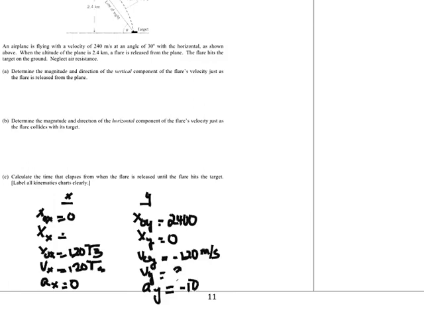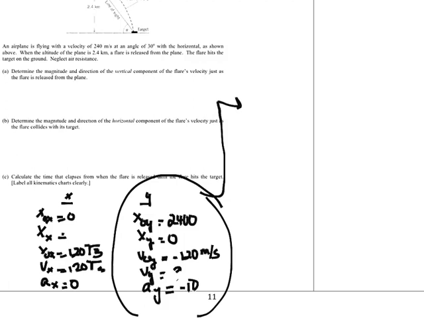Looking at these two sides, I see that I have more information in the y direction, and because of that, I can use it to solve for time. Looking at my kinematics equations, I realize that I have to go with the first equation. So I have XY equals XOY plus VOY t plus 1/2 AY t squared.